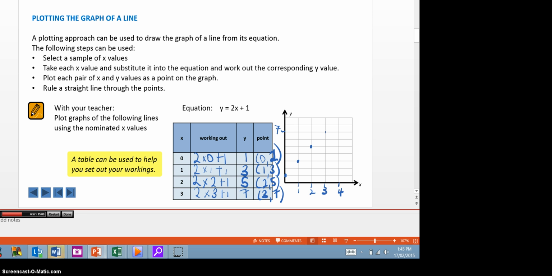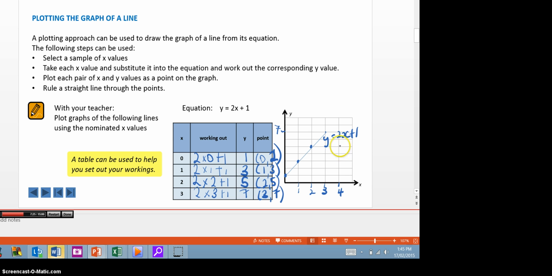So what I'm going to do, and you would do, is use a ruler to join these points together and form a straight line. So don't do those freehand, please. So this is the equation of the line for a straight line. Okay, and you could write, if you've got the space, the equation for that particular line. y equals 2x plus 1.